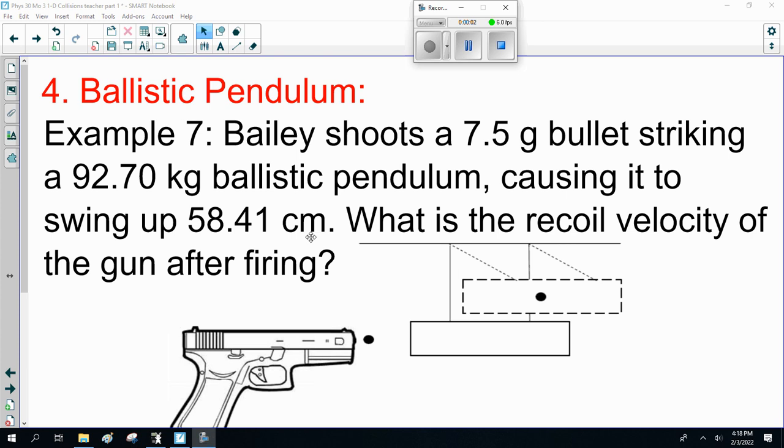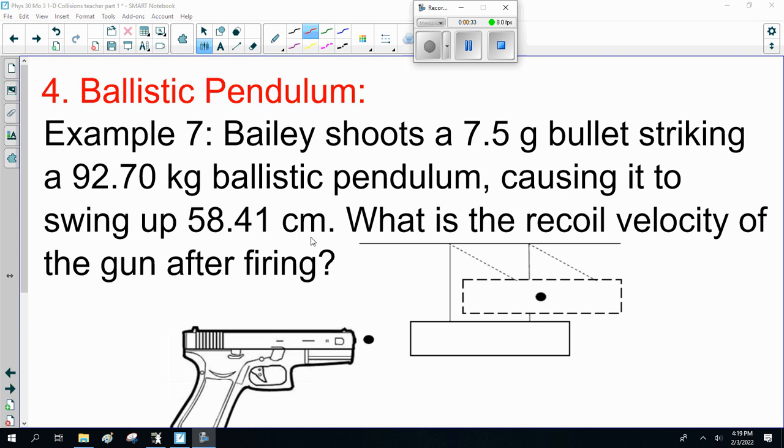Hello, ladies and gentlemen. Welcome back to Physics 30, Chapter 1, Momentum, Lesson 3, Part 5, I believe. It's a ballistic example question. The fourth type of one-dimensional collision I want to talk about is a ballistic pendulum. This is example 7. Bailey shoots a 7.5 gram bullet, striking a 92.70 kilogram ballistic pendulum, causing it to swing up 58.41 centimeters. What is the recoil velocity of the gun after firing?